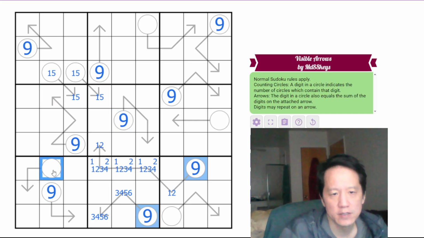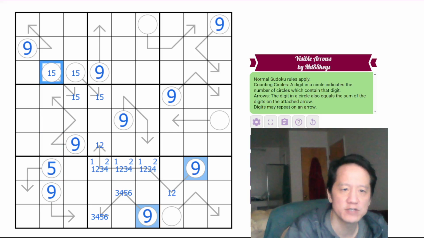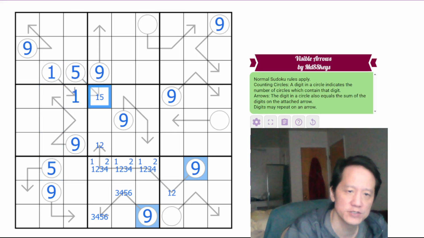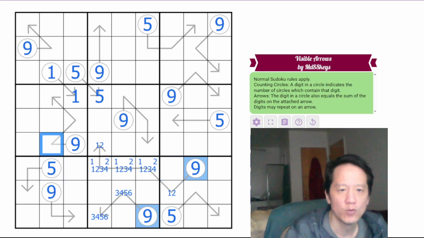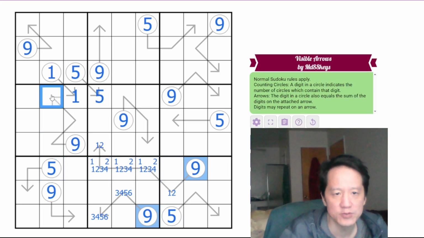This then cannot be, there cannot be any more 1s in the circles. So this must be a 5, which makes this a 1. Therefore, this is 1. This is 5. This is 5. This has to be a 5 then. This is a 5, and this is a 5. Well, this 9 adds up. It cannot have a 1, so it must be 2, 3, and 4 here.